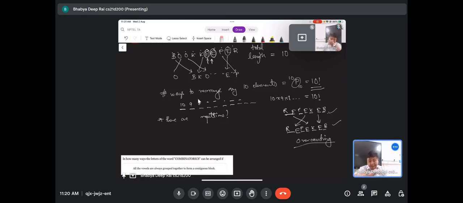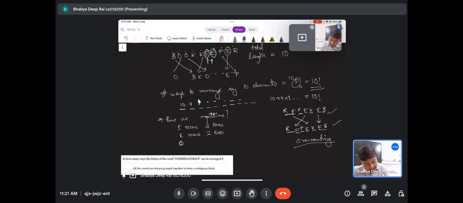Okay, we want to get rid of the overcounting. So how do we get rid of the overcounting? We divide by the repetition, the factorial of the repetitions. For example, E occurs how many times? 3 times. And K occurs 2 times.